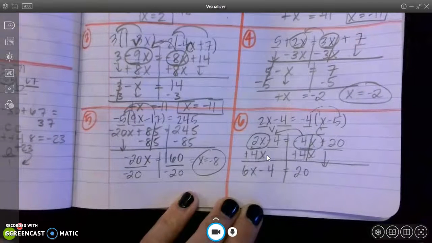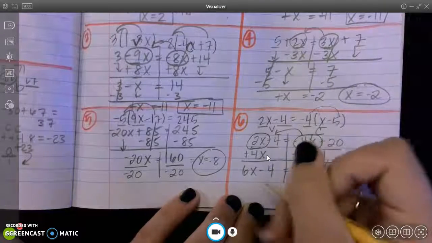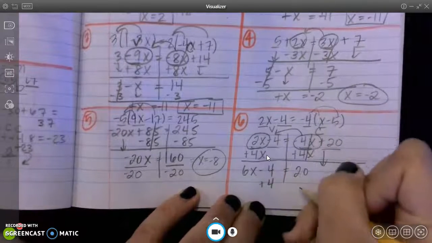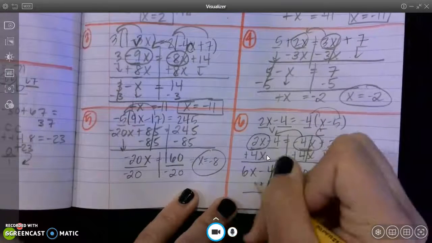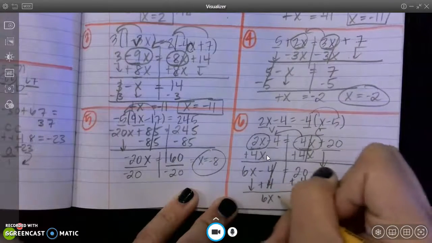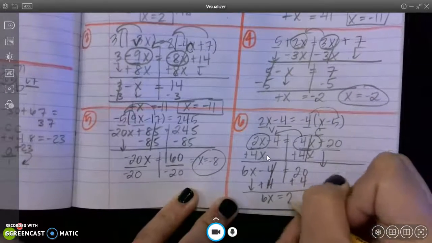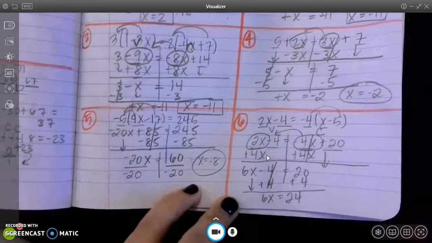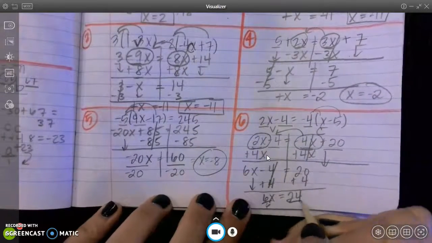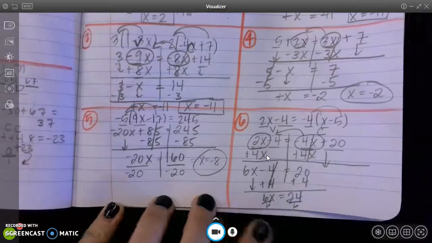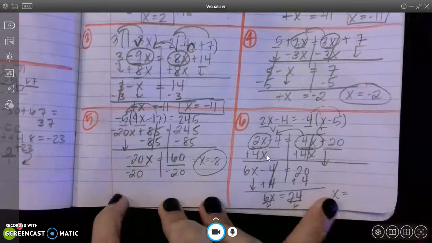Two steps left. Now I have to isolate my variable by using inverse operations. The inverse of subtracting by 4, or negative 4, is adding 4 on both sides. Bring down the 6x equals 20 plus 4 is 24. The 6 in front of the x means that we're multiplying. The inverse of multiplication is division. 24 divided by 6 is 4.